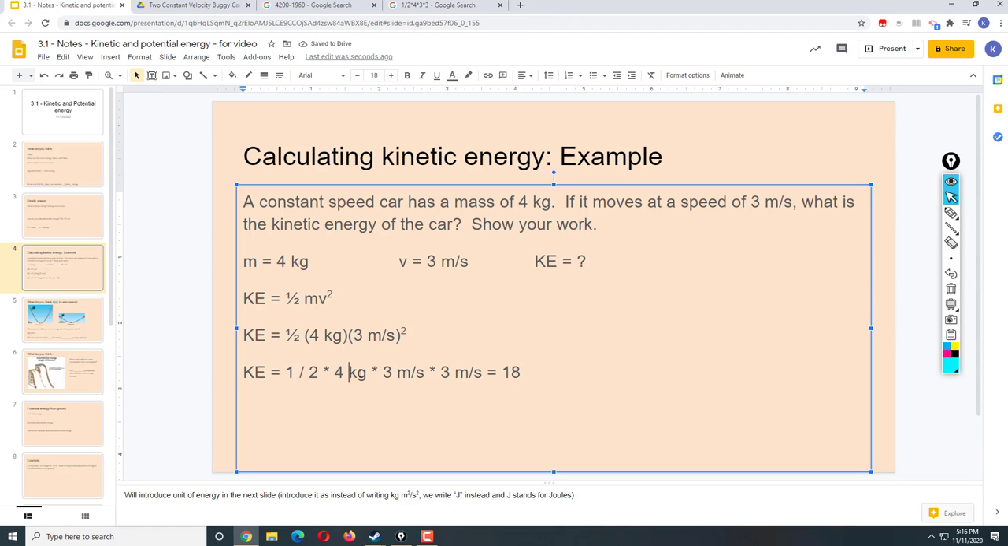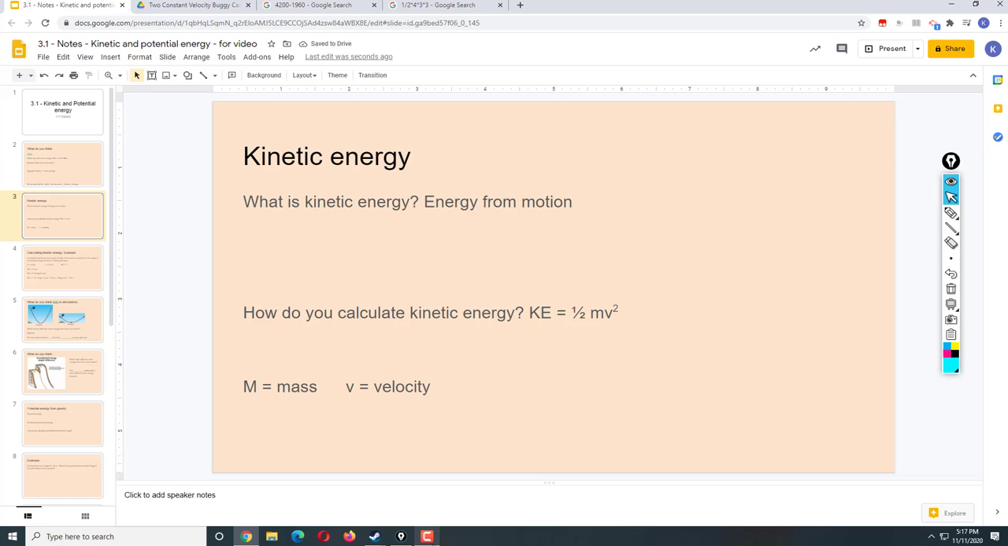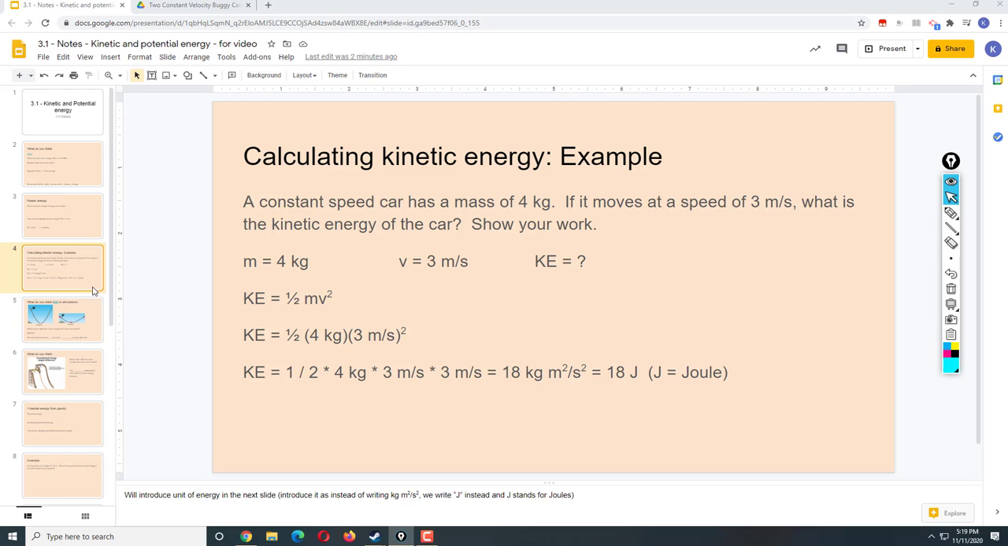Well, we have kilograms. We have meters on top, meters squared. We have seconds on the bottom, so per second squared. But another way of writing that is just 18 joules, because kilogram meter squared per second squared is just a joule. So we can write J, which is a joule. Okay?